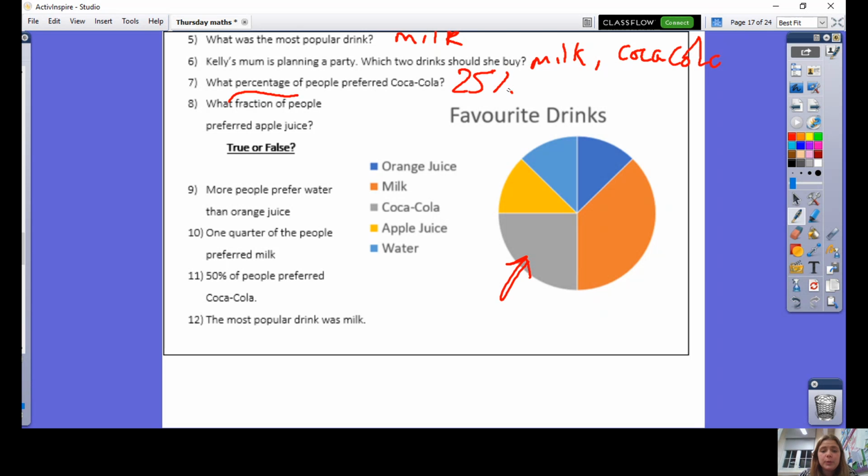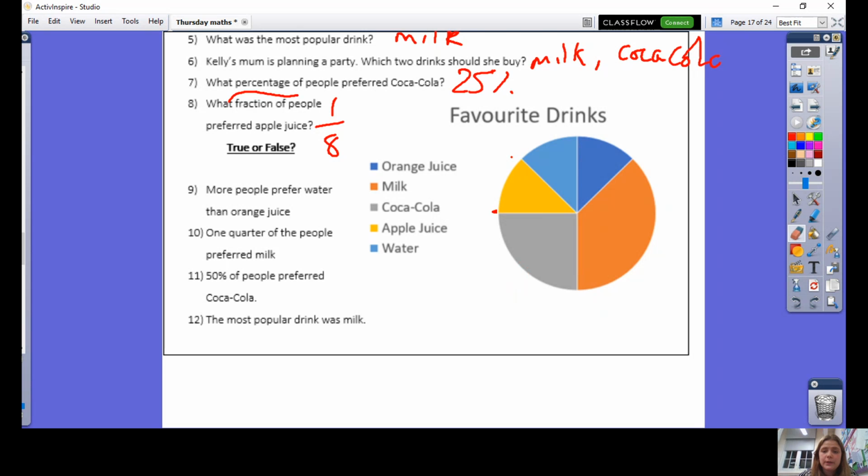What fraction of people preferred apple juice? We can see this is 1/4. Apple juice is up here. That's 1/2 of another quarter, which is the same as 1/8. 1/8 of people preferred apple juice.